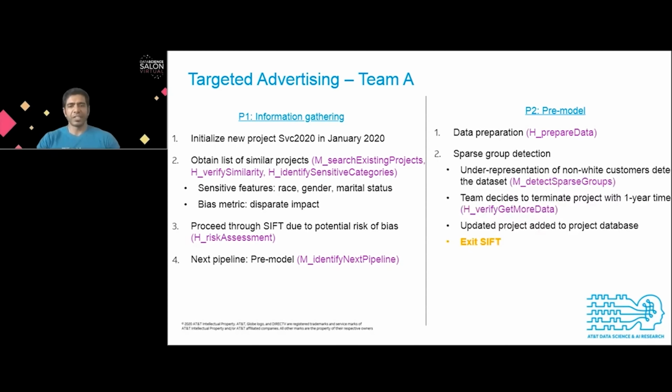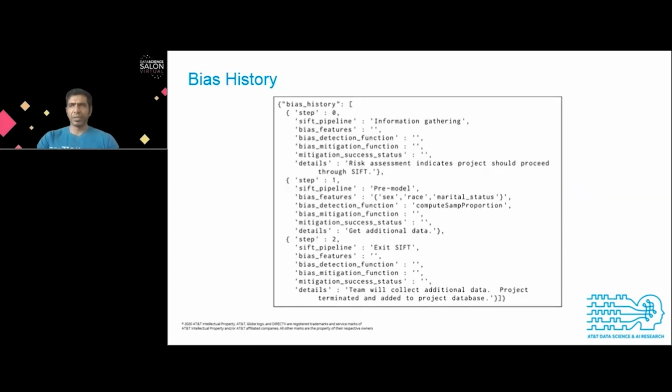So the team decides to terminate the project with a 1 year timeout, which means that this project information will remain in our project database for 1 year. And within that time, if a new project comes which is similar, we'll use this information. And then you exit SIFT after updating the project information. The bias history for this will be stored this way.